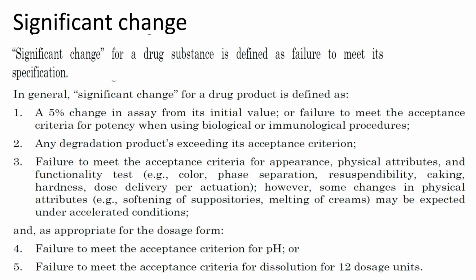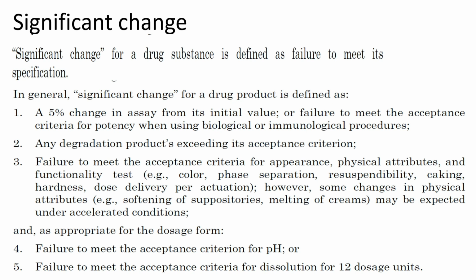Significant change for a drug substance is defined as a failure to meet the specification, for any API. Significant change means out of specification result. If there is any valid OOS, it means there is a significant change. But for the formulation product, a 5% change in assay from its initial value, or a failure to meet the acceptance criteria for potency when using biological or immunological procedures.